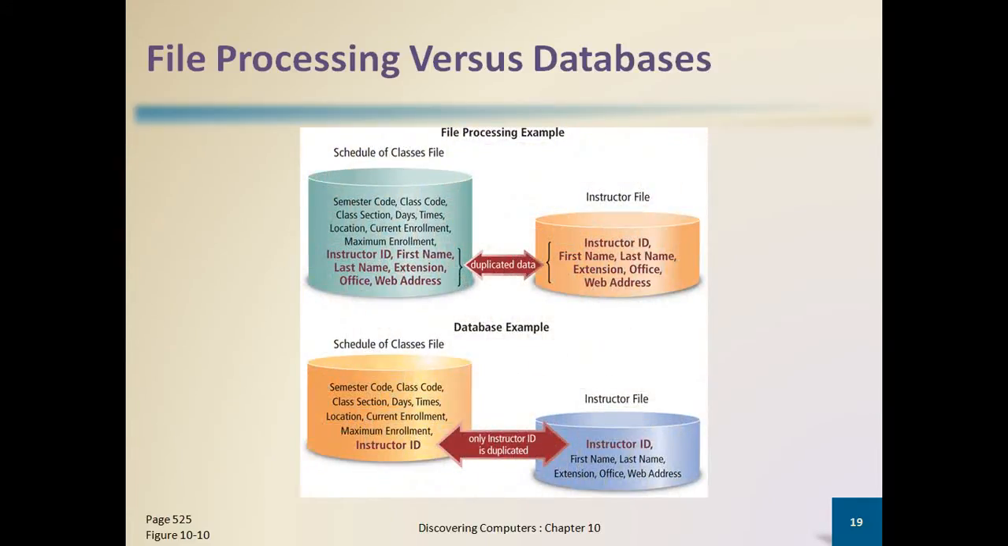File processing example. Dan ini contohnya, contoh prosesnya, proses schedule of class file, ya. Schedule of class file-nya itu ada semester, code, class section, date, time, location, dan lain-lain. Dan terus kita duplikat data ke instructor file. Di instructor file itu ada instructor ID, first name, last name, extension, office, web address.